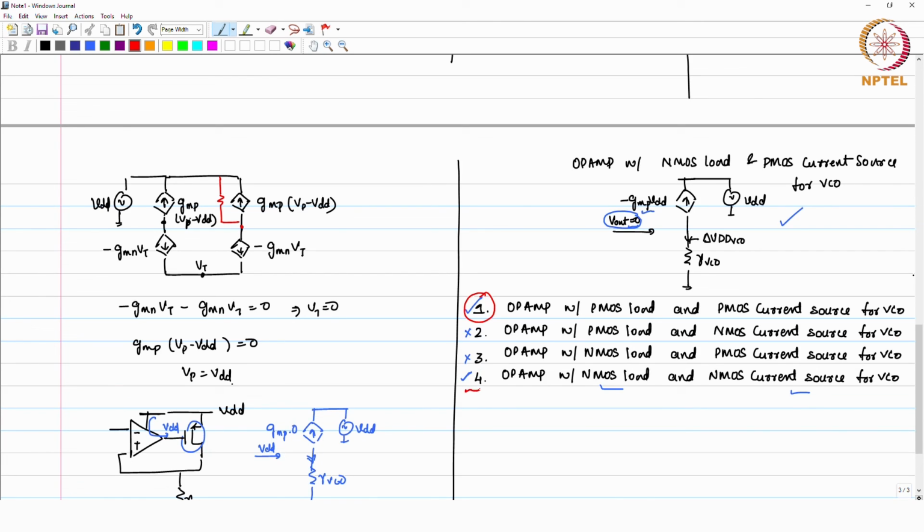Sometimes you choose this also, but in that case the highest frequency will be limited, but you will have better supply noise rejection. Okay.